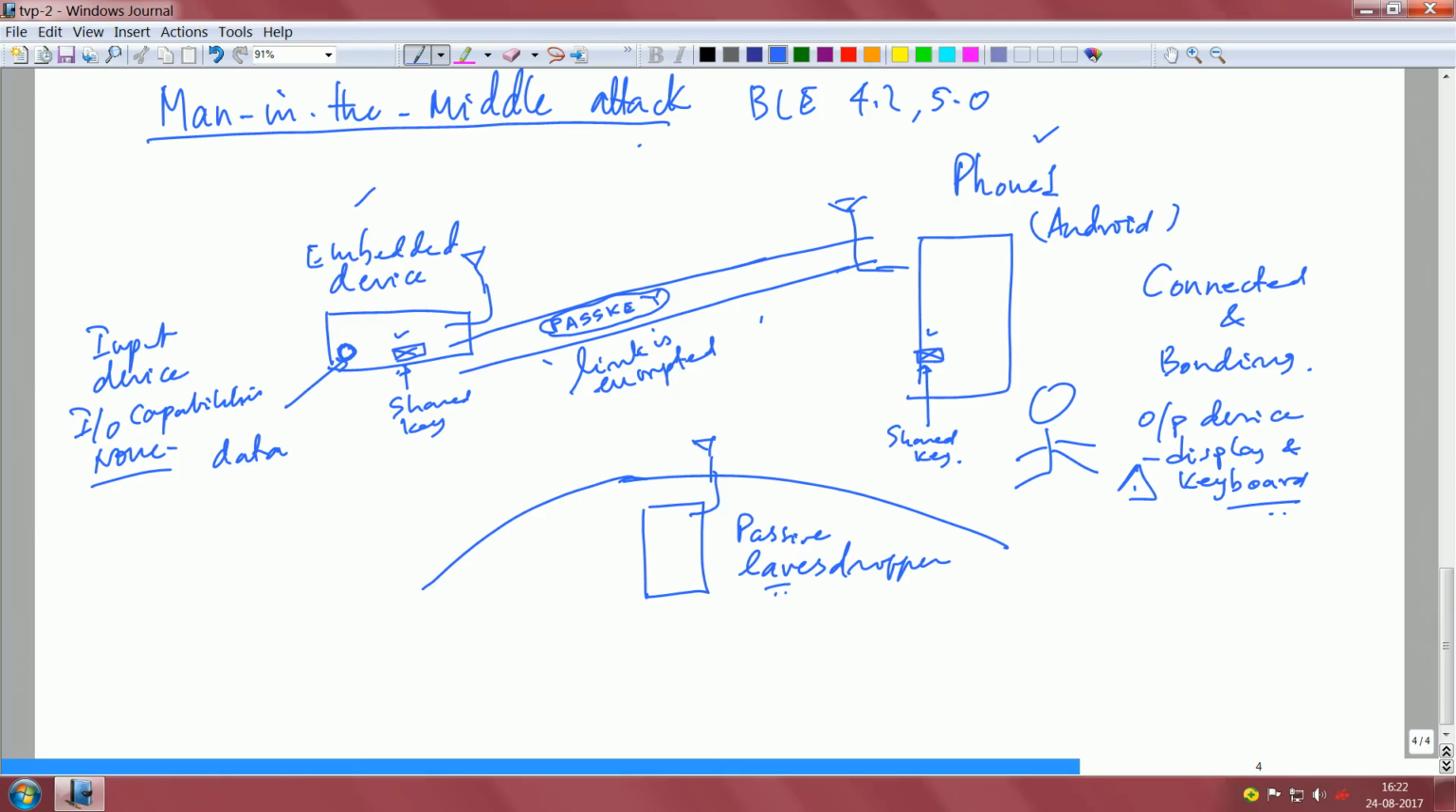So this is mostly in the connected and bonding mode. We call this device the output device, we call this device the input device. Again go back and look at the capabilities. This output device, because this is a phone, has a display and keyboard, and therefore has the ability for the user to type the pass key. This device is the one that has the data, it has IO capabilities which are none, no display, no keyboard, and this is also, as I mentioned, the input device.